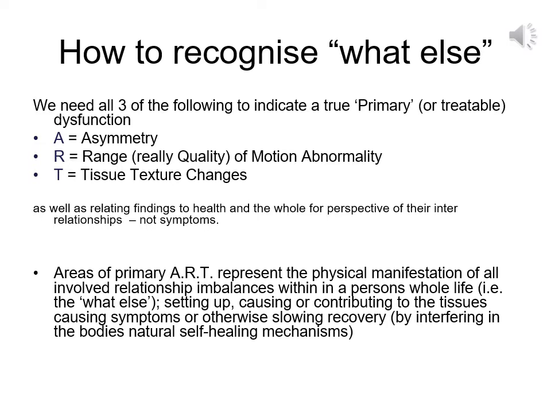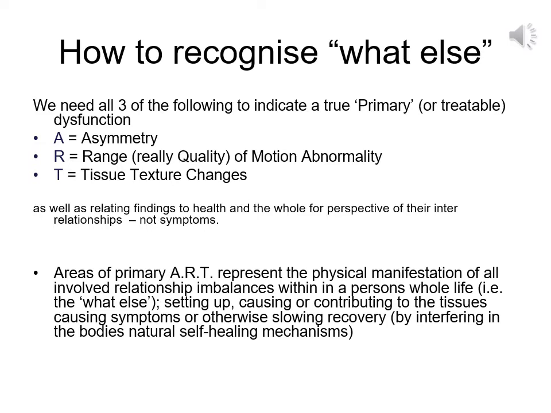So it comes down to three things, which is all in the original osteopathic philosophy and principles. It's ART: asymmetry, range or quality of motion abnormality, and tissue texture change. All three of those things are needed to have a treatable dysfunction. Okay? So I'll use an example. Veronica, can I get you to stand up? This is sort of scientifically setting the stage for the day.